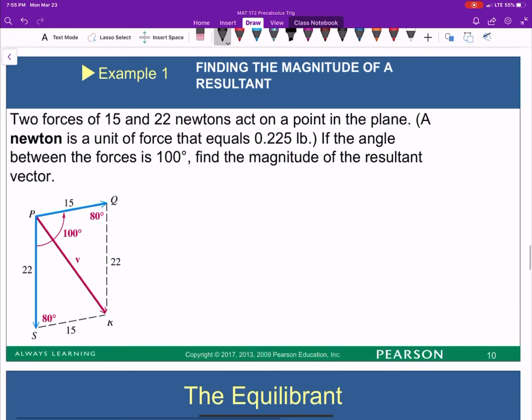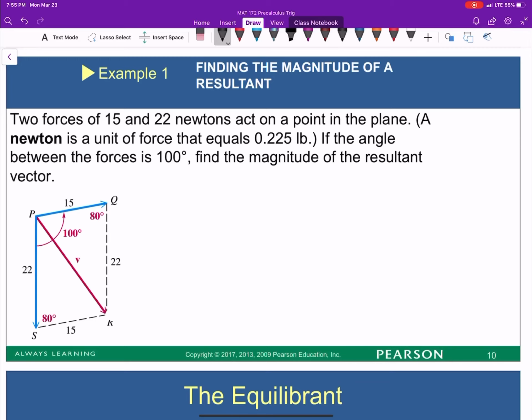So now let's find the magnitude of the resultant. Two forces of 15 and 22 Newtons act on a point in a plane. A Newton is a unit of force that equals about 0.225 pounds. If the angle between the forces is 100 degrees, find the magnitude of the resultant vector. So let's look at this illustration. Now, you're not always going to have an illustration. You have to draw this yourself.